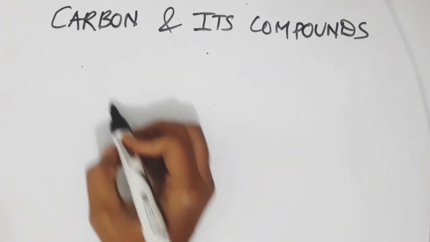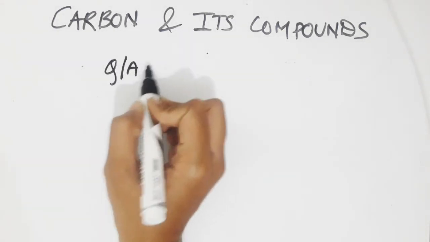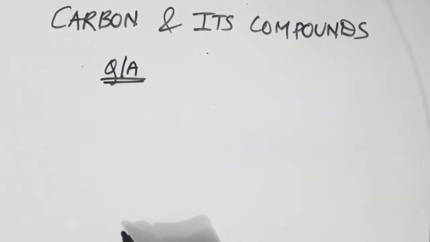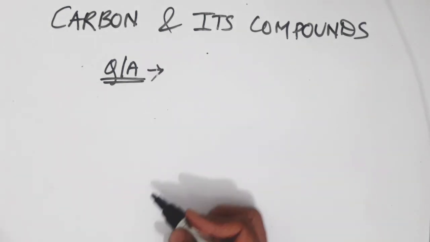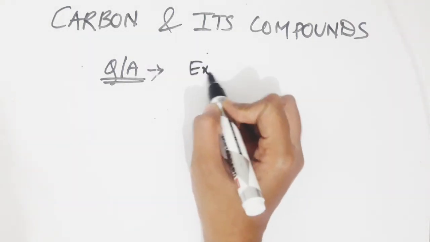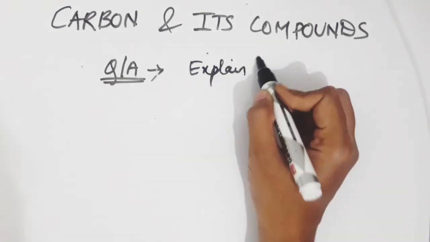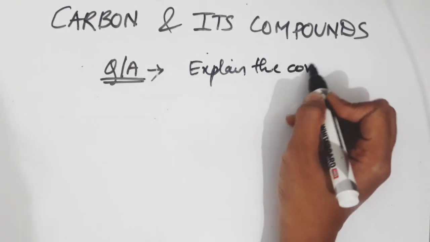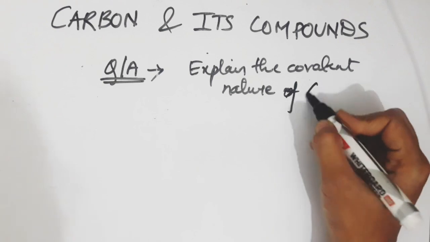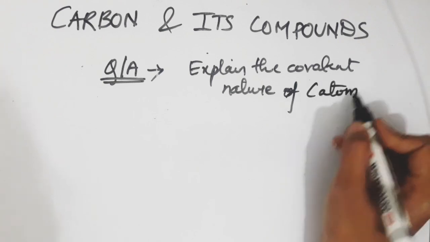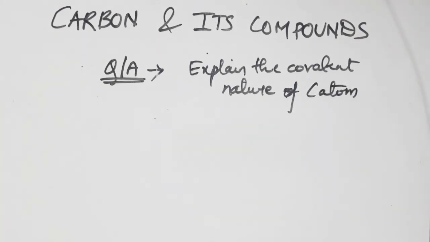Now here comes the question and answer session from this chapter. So the first question that can be asked is, explain the covalent nature of carbon atom. Now to explain the covalent nature of carbon atom, you will have to explain the two properties that we have discussed earlier. First is the tetravalency of carbon atom, and the second property was the property of catenation.